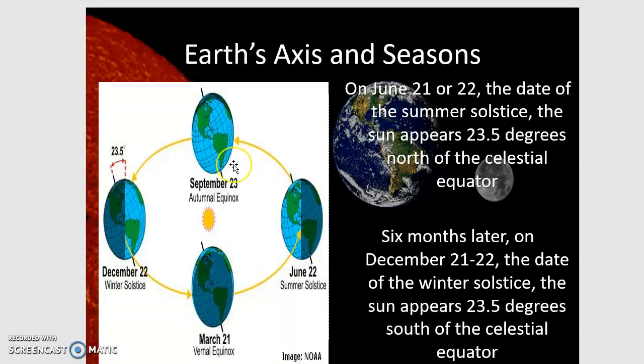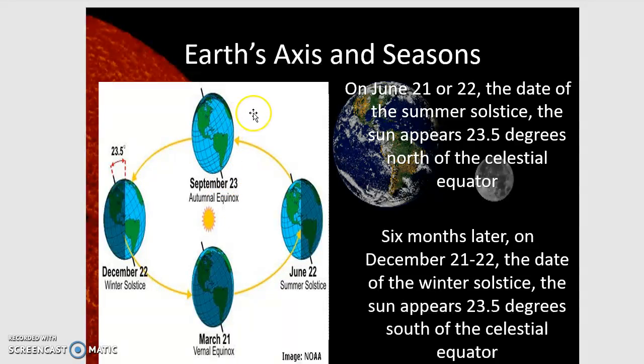So these are our main 4 seasons throughout the year. We have the winter solstice, which is around December 21st. We have the vernal equinox or the spring equinox, which is around March 21st, 3 months later. We have the summer solstice, which is around June 21st, once again 3 months later. And then we have the autumnal equinox, which is around September 23rd, once again 3 months later. Those are our 4 main seasons on Earth.